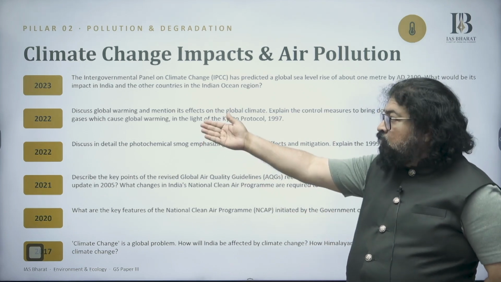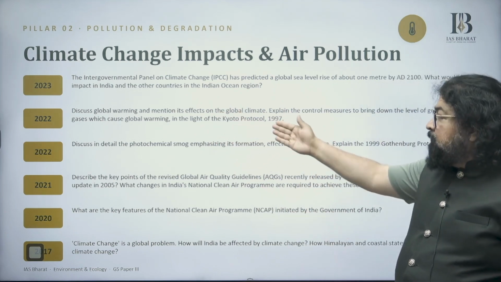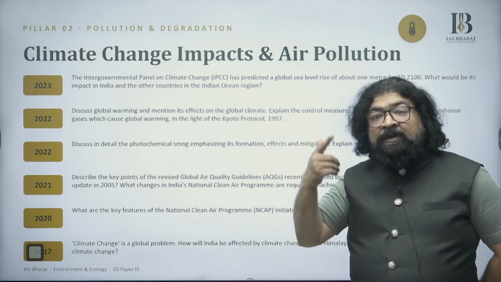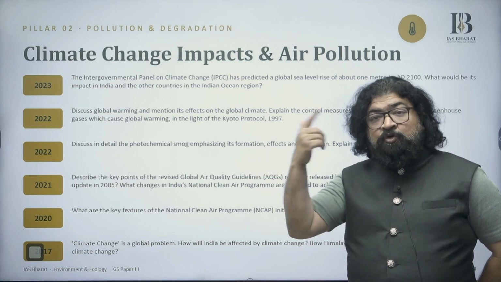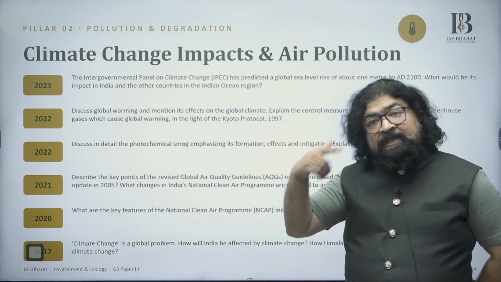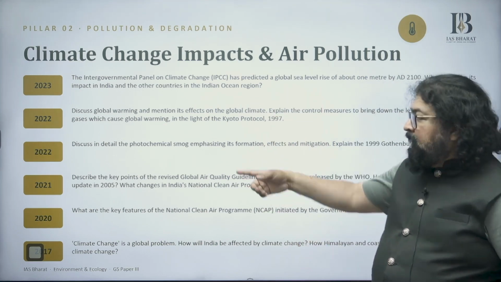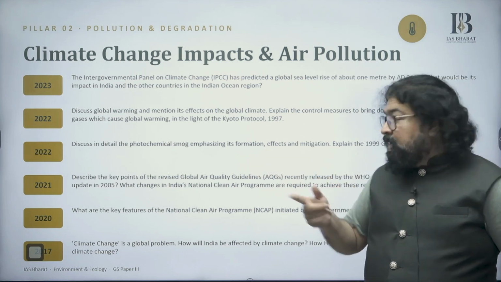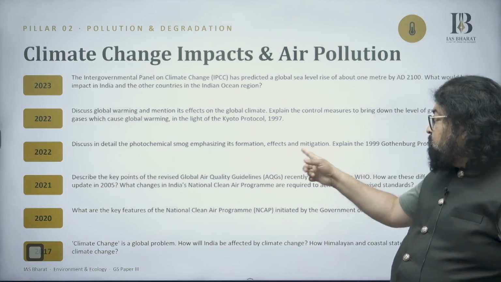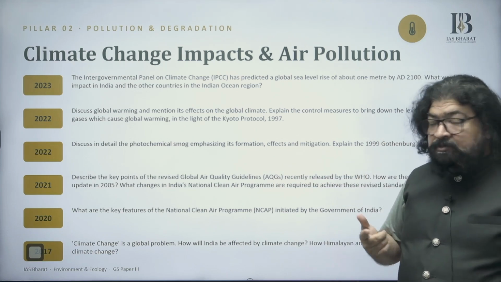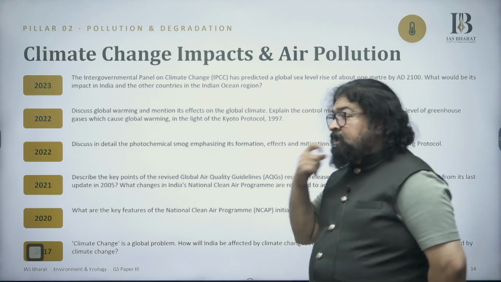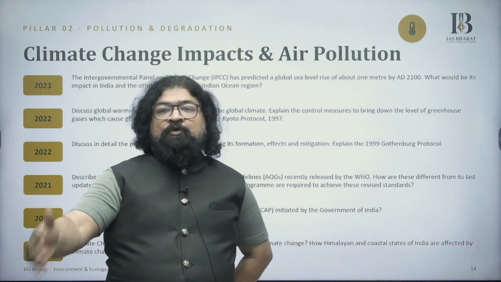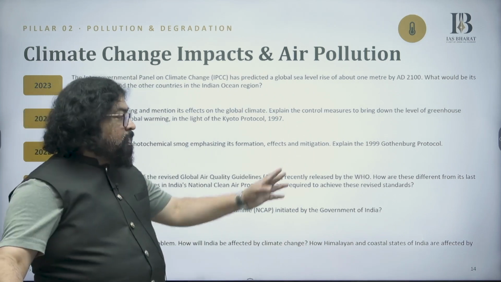Then 2022: discuss global warming, mention its effect on global climate. And then you have to explain with respect to the Kyoto Protocol of 1997. Again, see protocol, convention, based on that impact questions are there. Then again, discuss in detail photochemical smog, how it is formed, its formation, effects, mitigation, how we can solve it. Then again, explain the 1999 Gothenburg Protocol, which European countries have got to control smog. So here it asks.